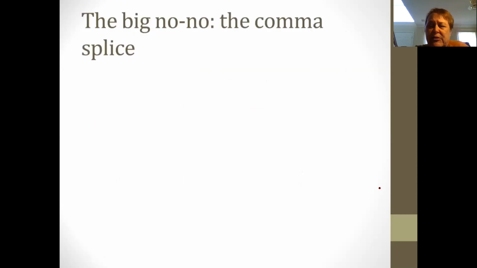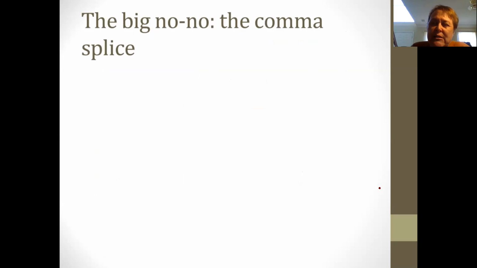Okay, now, so those were three methods for how to fix run-on sentences. The last thing we need to talk about is the big no-no, okay? Big no-no means you never do it. Just don't do this. And this is something that people definitely do in other languages, I know. And it's something called the comma splice.